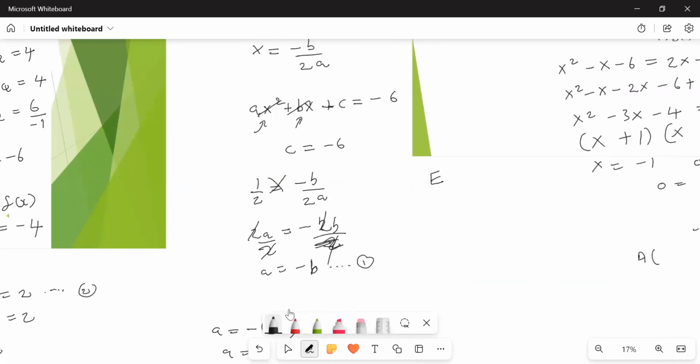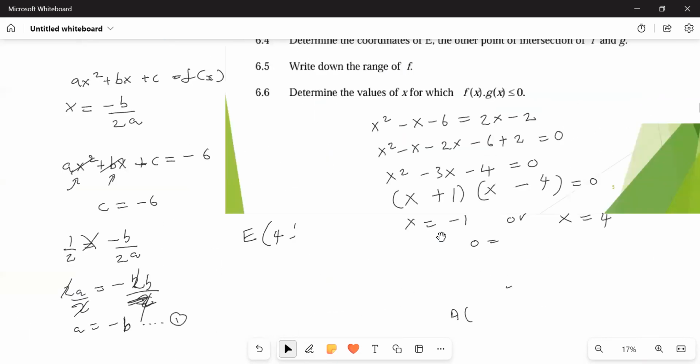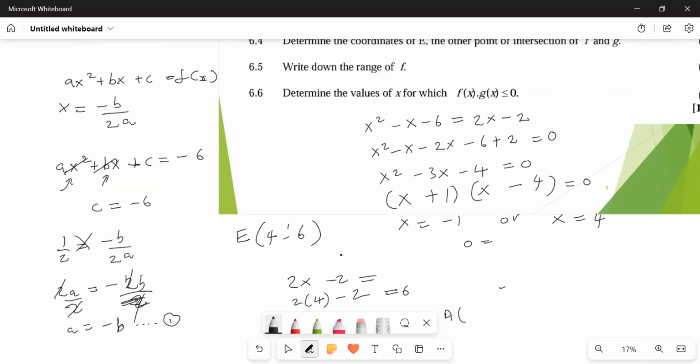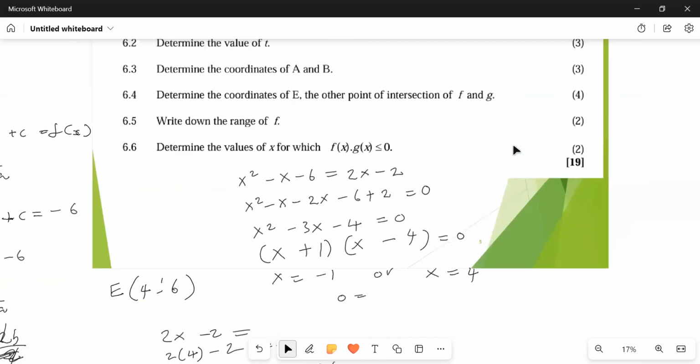So it's 4. To get the value of y, you're just going to substitute x is equal to 4 in either this equation or this equation. So you can substitute it in 2x minus 2, then you have 6. Therefore, point E is 4 and 6. How many marks? 4 marks, another 4 marks.